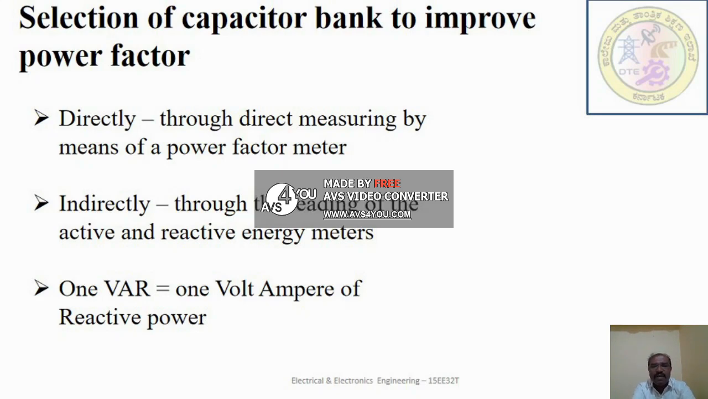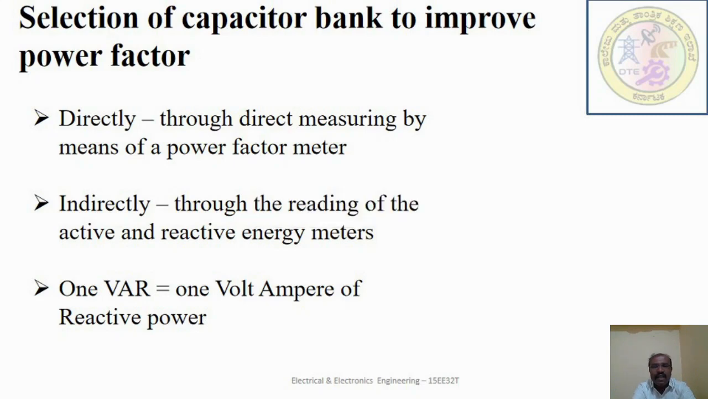In a three-phase system, the capacitor bank consists of three capacitors having the same capacitance. They can be delta connected or star connected. The power factor correction capacitors are rated in VAR. That means 1 VAR equals 1 volt ampere of reactive power. VARs are the units of measurement indicating how much reactive power the capacitor will supply.